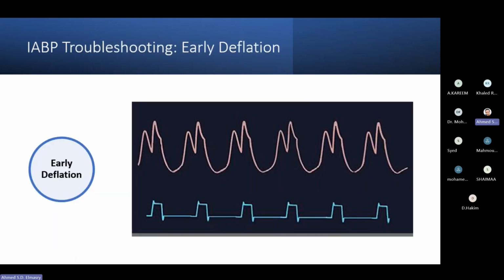And this is the graph of the early deflation. If you have intra-aortic balloon with ratio 1:1, what is obvious here is that the inflation time is short, but the deflation time is more prolonged. As you see here, this is the inflation of the intra-aortic balloon, and this is the deflation time for the intra-aortic balloon. So here, instead of being like this, then being like this, the deflation time is more prolonged and you will have this wide notch.